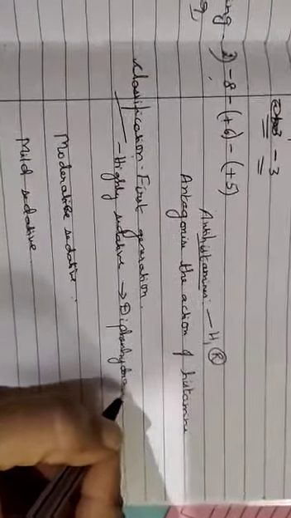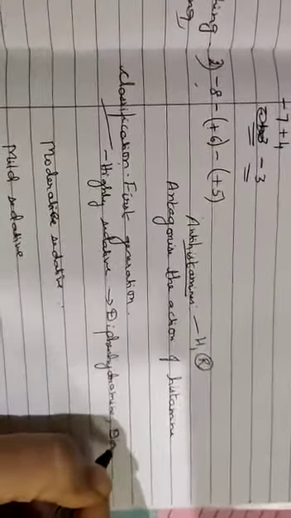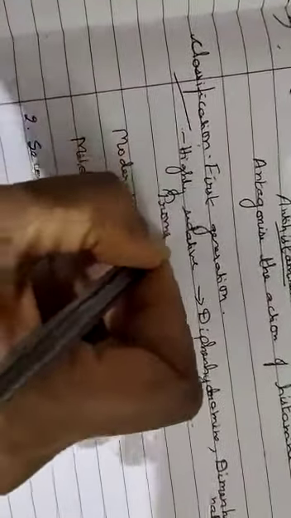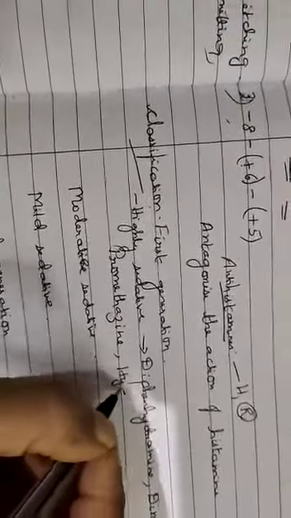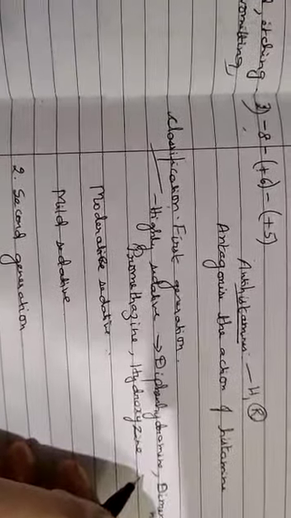Examples of highly sedative drugs include diphenhydramine, then dimenhydrinate. The third one is promethazine, and hydroxyzine. These are highly sedative drugs.